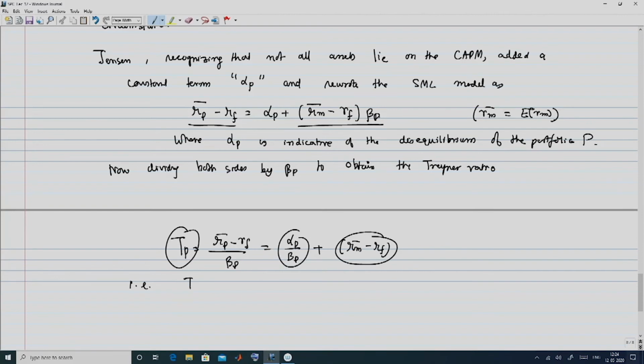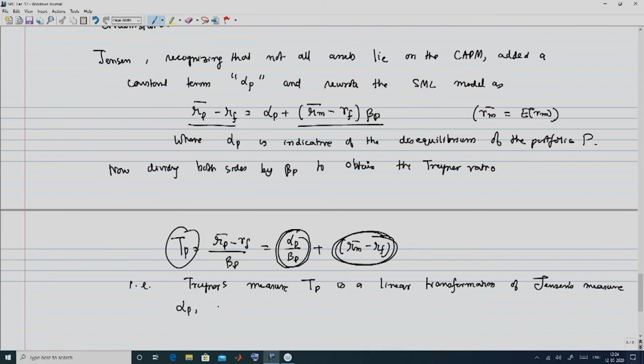So, I can say that the Treynor measure T p is a linear transformation. We can view this as T p having the term R m bar minus R f and then a factor of alpha p over beta p. So, this is a linear transformation of Jensen's measure alpha p, because remember that R m bar minus R f is a constant.